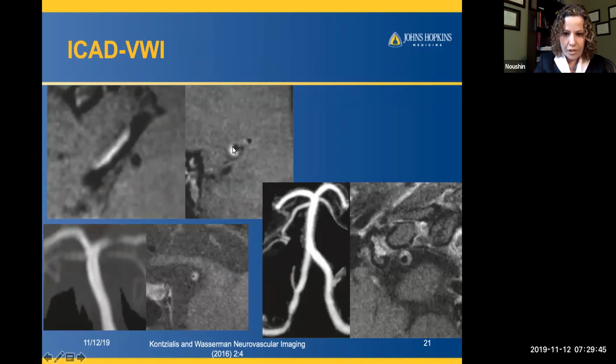That's an M1 branch. There is a plaque inferior and ventrally involving the M1, resulting in narrowing. This is the basilar, P1 segment of the posterior cerebral artery. There is an area of narrowing, and as you can see, there's eccentric wall thickening with enhancement. This is a classic look of atherosclerotic plaque. Also, this is a right basilar stenosis, and you have eccentric wall thickening with enhancement.